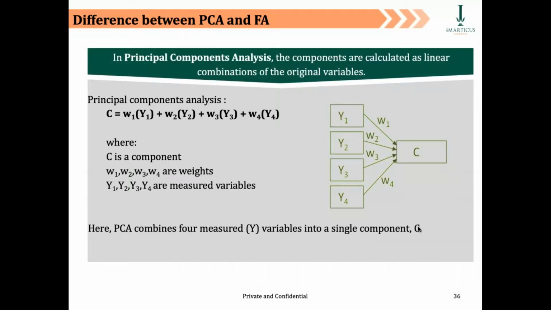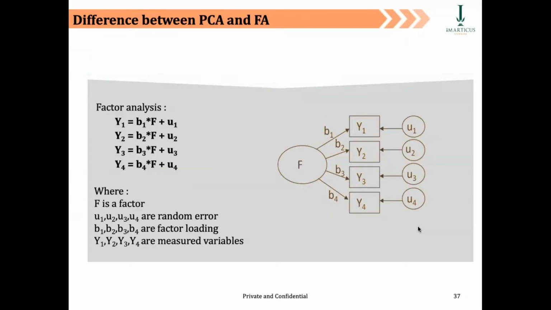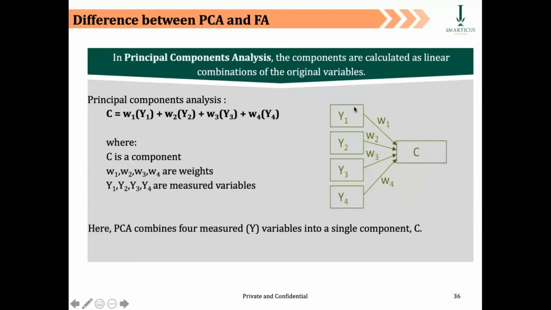In principal component analysis, the components are calculated as a linear combination of the original variables. So in that way, none of our features are getting missed. That is what we keep talking about in PCA, because all your features, according to their weightage, come into your component C. Are we clear? Yes, sir.